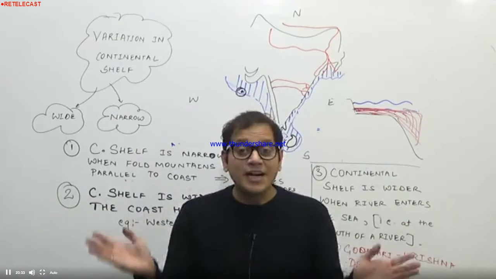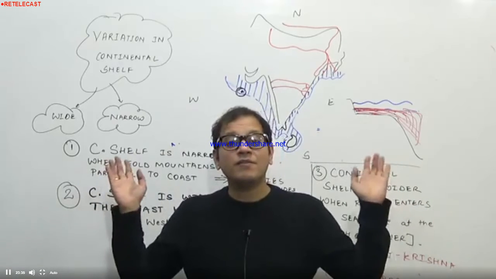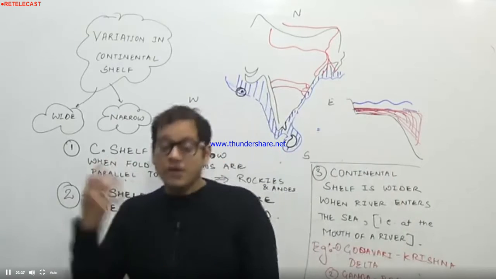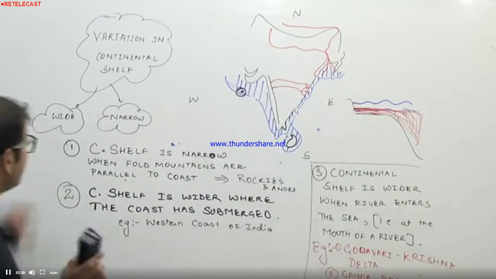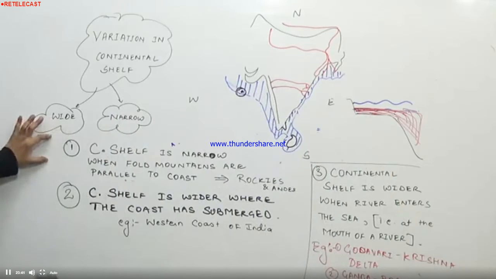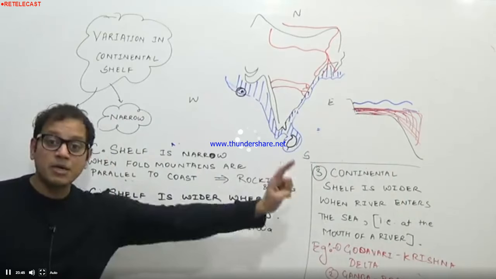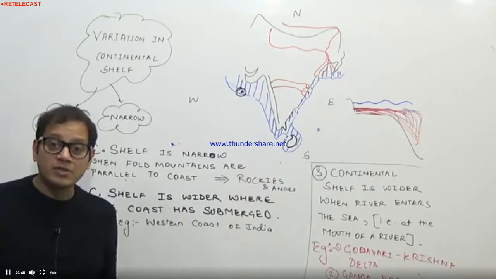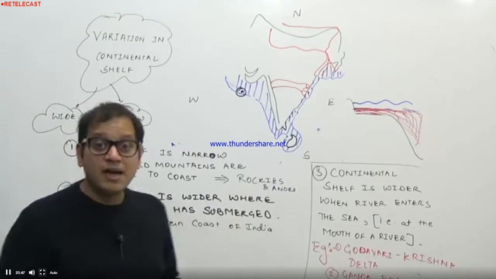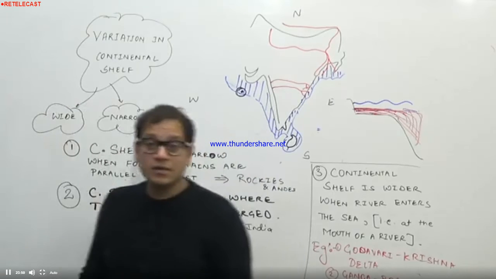Why is it wider in Tamil Nadu? Because of the Kaveri delta. Now these are the three conditions you remember. The continental shelf is narrow when the fold mountains are parallel to the coast. Example, the Rockies and Andes, on which coast of North America? On the western coast of North America.